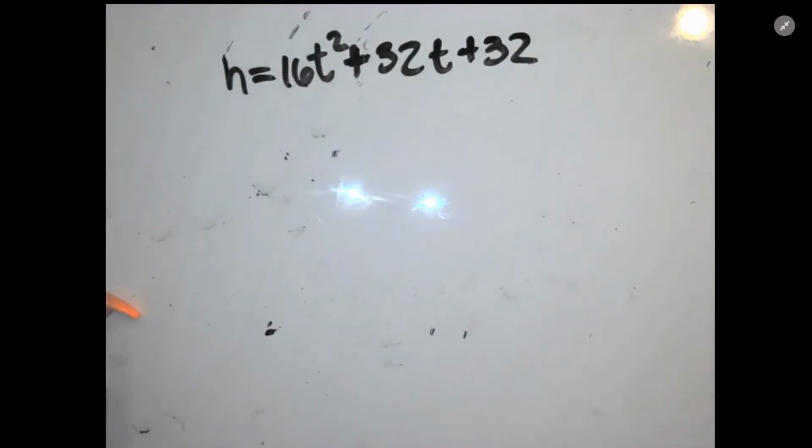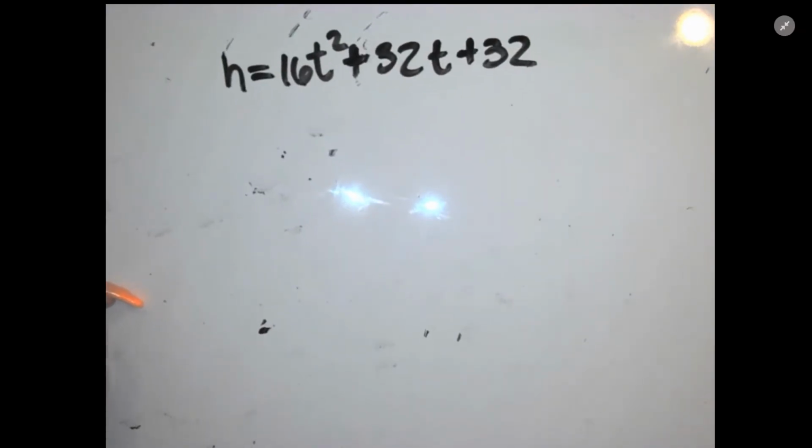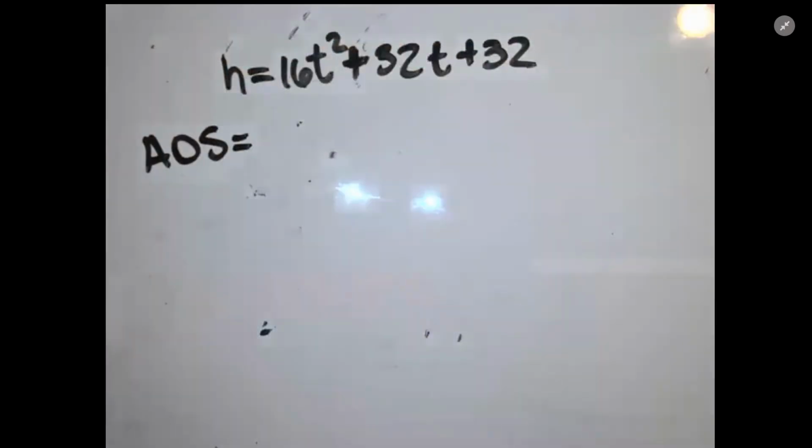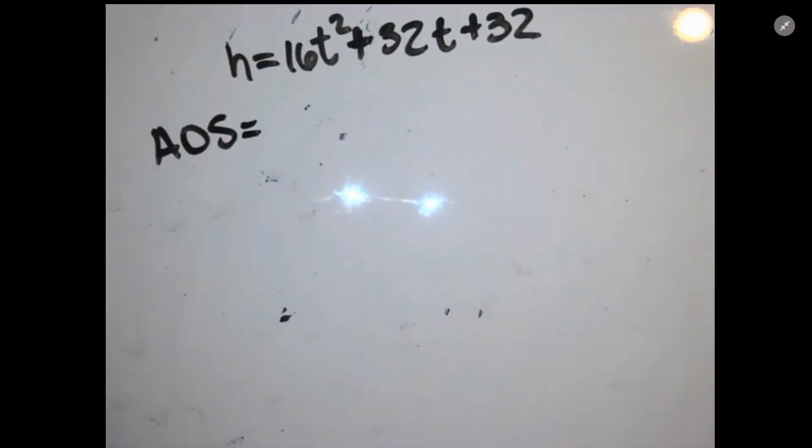Okay, so if we have h equals 16t squared plus 32t plus 32, in order to find the range, we need to find its axis of symmetry first. Once we find the axis of symmetry, you can find the vertex, and once we find the vertex, you can see if it has a minimum or a maximum.